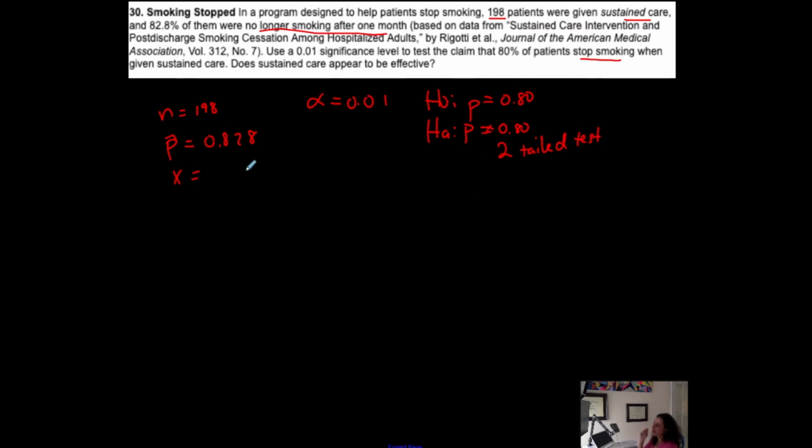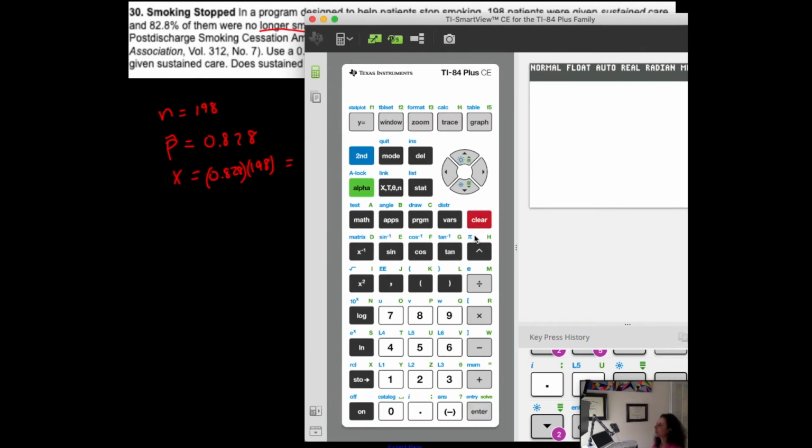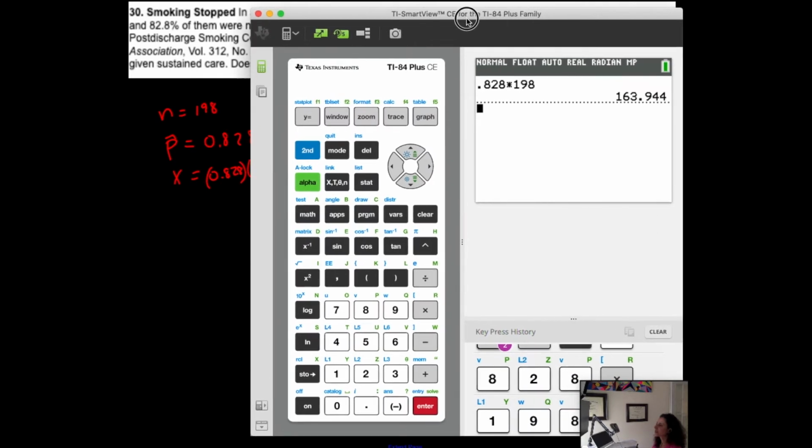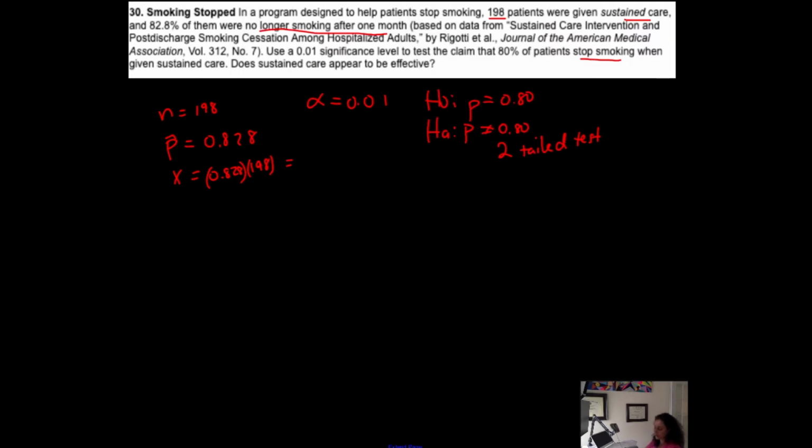Let's talk about number of successes. So 82.8% of 198 had success. So 0.828 times 198, right? If I want a percent of a number, I'm going to change the percent to a decimal and multiply. So 0.828 times 198. So I got 163.944. Now the thing is that I can't have a decimal amount of a person, and x represents a number of. This has to be a whole number, so you're going to have to round to the nearest whole number.